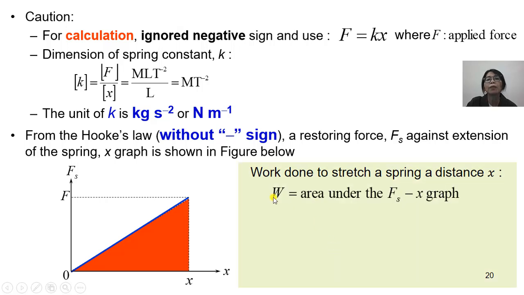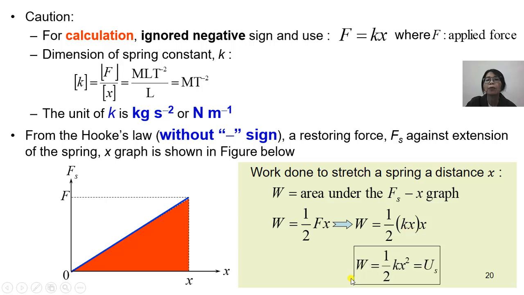So the work done to stretch the spring to a distance x will be the area under the F-x graph, which is half multiplied by F multiplied by the extension x. Referring to Hooke's law, F is equal to kx, so we have work equal to half kx squared. And this amount of work done will be stored in the spring as elastic potential energy.